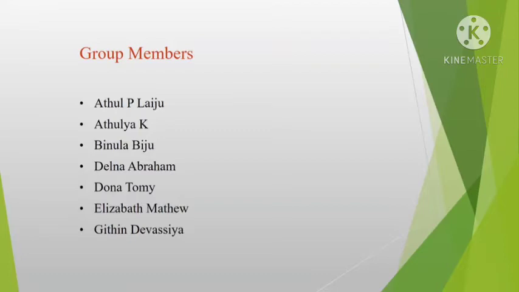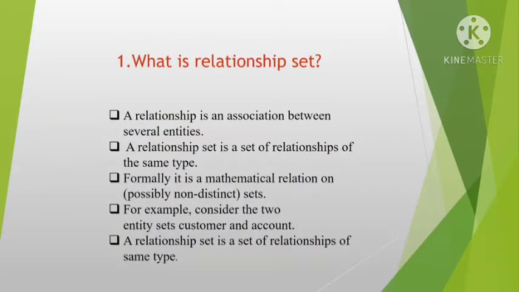Now let's look at what a relationship set is. A relationship is an association between several entities. Several entities can have some common relationship or a connection between them. Such a connection is known as a relationship. A set of relationships is called a relationship set. Always the relationship set has relationships of the same type. It can be a mathematical relation.